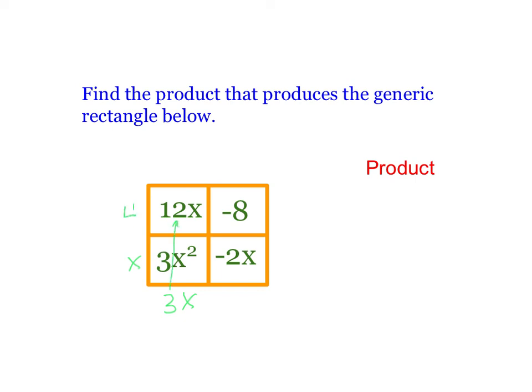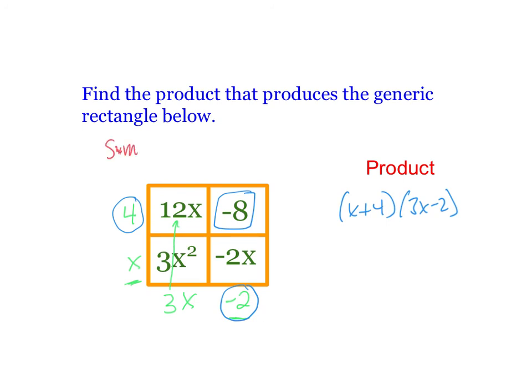So that means this will be a 4. And then I can put a -2 here because x times -2 is -2x. Again, you could check that 4 times -2 gives you -8, and it does. So I am correct. So my product would be x plus 4, 3x minus 2. And to show you the sum one more time, remember, we would go 3x squared. I would add the 12x and the -2x, which would be 10x, and then minus 8.